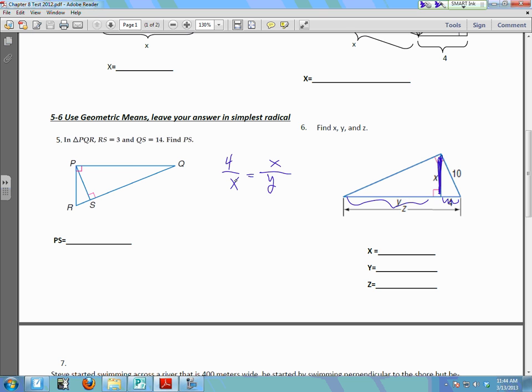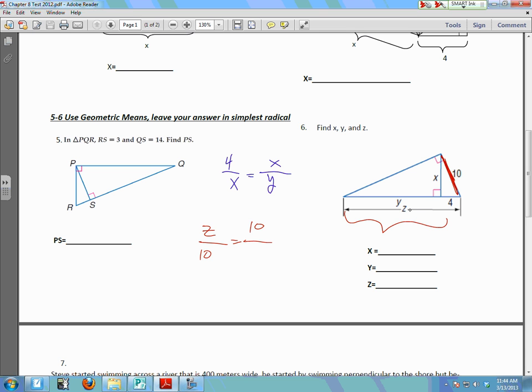I'm not going to erase this because later on I'm going to need that formula again, the proportion again. Now I'm going to look at this side, the leg. We had a corollary that said the leg was the geometric mean between the entire hypotenuse of the original right triangle. So the entire hypotenuse here is z. Some of you may have called it y plus 4, and that would work too.